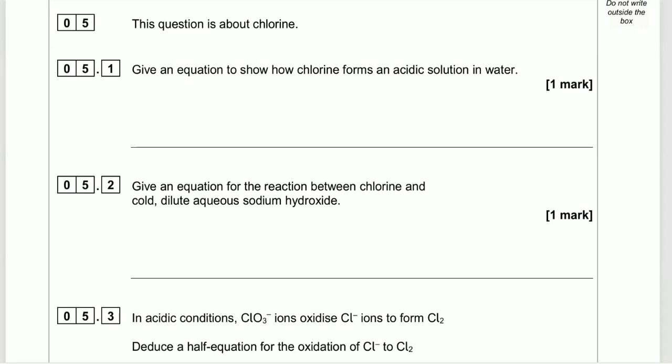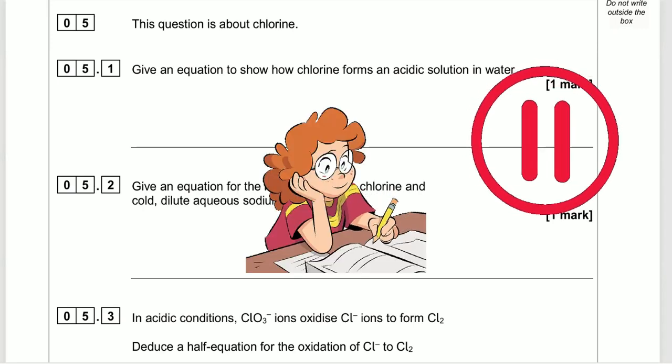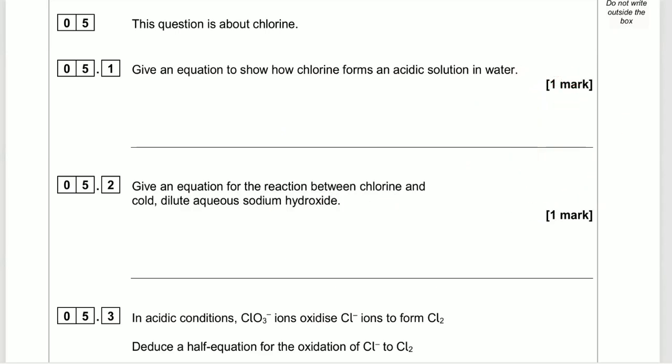I suggest you pause the video, have a go on some scrap paper, then unpause the video and watch the walkthrough. Give an equation to show how chlorine forms an acidic solution in water. There's a little reminder in the name that we need a source of hydrogen ions, an acid formed. If you're stuttering over what to do here, hopefully that can remind you.